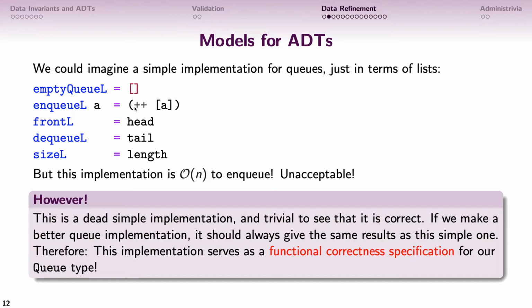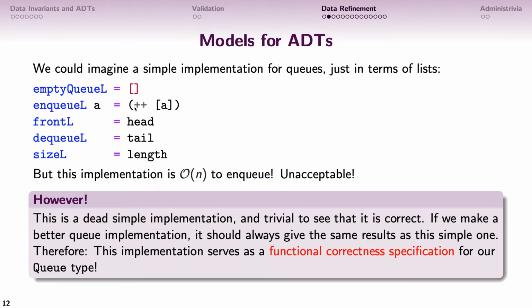We can still make use of this list implementation, however. It's dead simple. It's trivial to see that this implementation is correct, right? There's literally no way this could go wrong. So if we make a better queue implementation, it should always give the same results as this dead simple one. So this dead simple implementation is essentially our mental model of the queue.